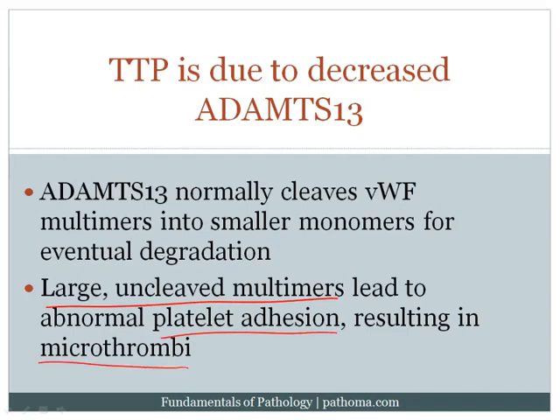Again, you recall that adhesion is the step in which platelets use GP1B to bind von Willebrand's factor to stick to the blood vessel. Now, we can then ask the question, why? What's causing this decrease in ADAMTS13? And the answer is that you can get a genetic defect in which you have a decrease in ADAMTS13, but the more common reason is that you produce an autoantibody against ADAMTS13, which then results in destruction of ADAMTS13.